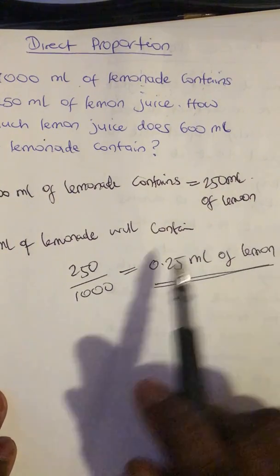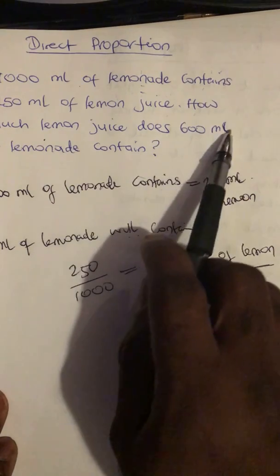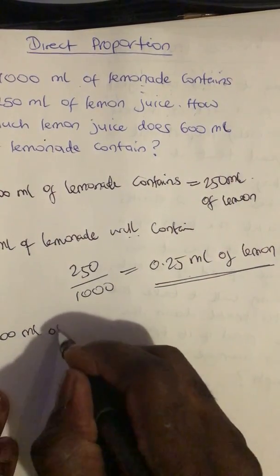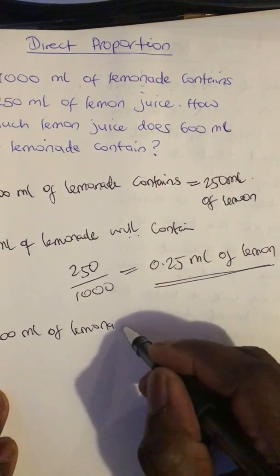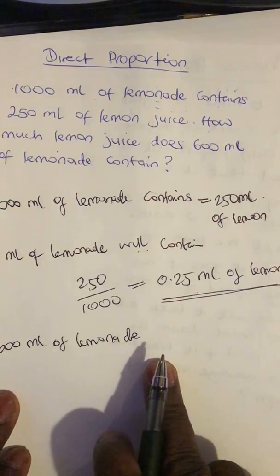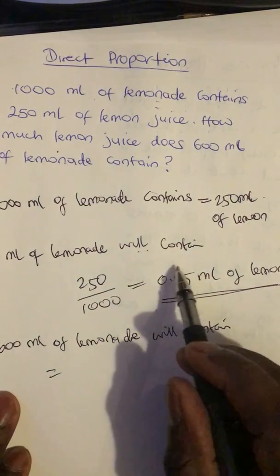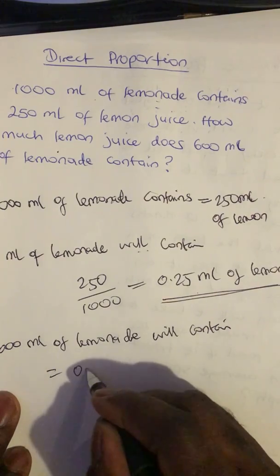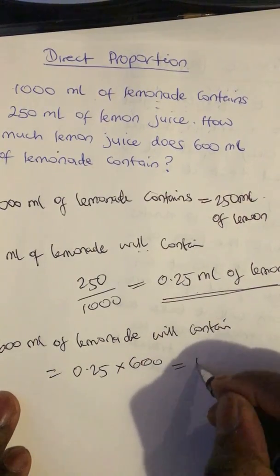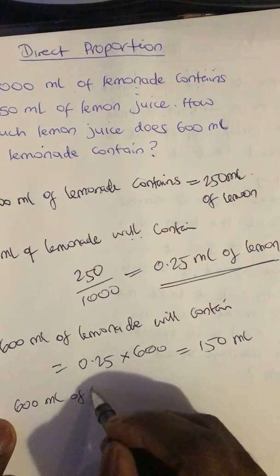So if we continue, we have 1 ml of lemonade will contain 0.25 ml of juice. So the question now is, how much lemon juice does 600 ml of lemonade contain? So we have now that 600 ml of lemonade will contain the 0.25, that's 1 ml of lemonade, times the 600. This will give us 150 ml.